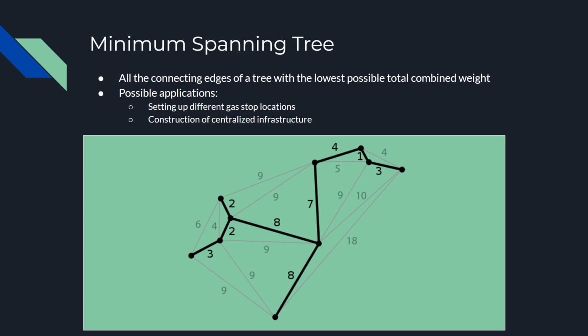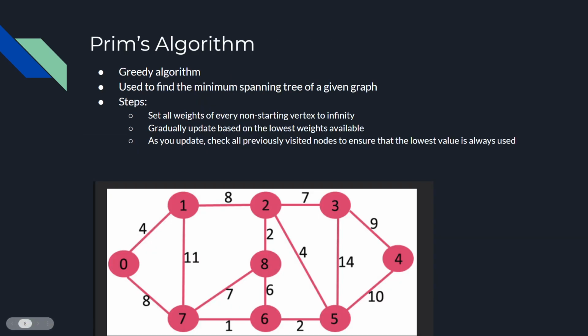Likewise, if you want to build centralized transportation infrastructure, you want to be able to reach as many places as possible while using the least amount of total track or whatever other construction material you're talking about in order to minimize the total cost. For this reason, we often want to find the minimum spanning tree, and there are many different ways to do it.